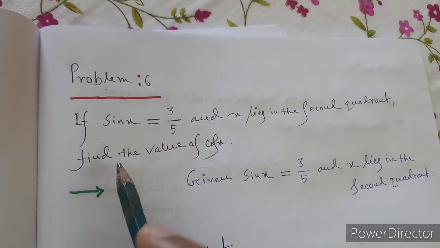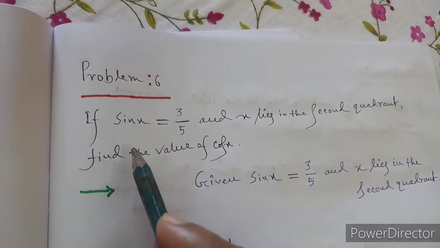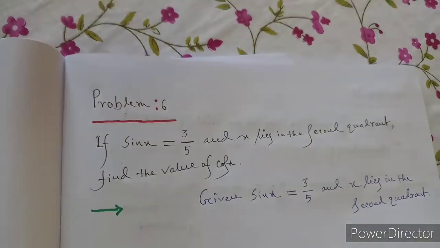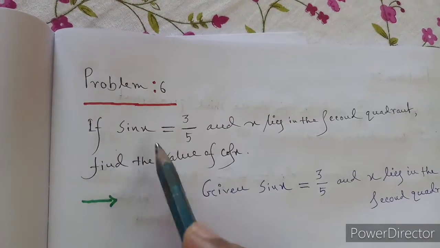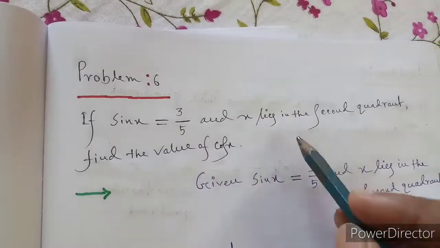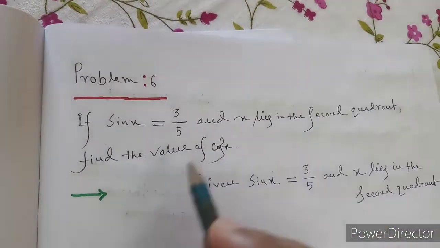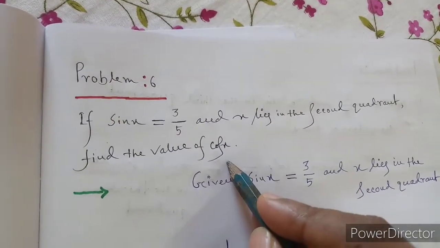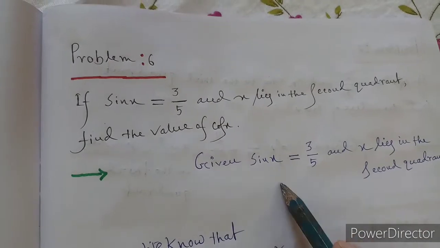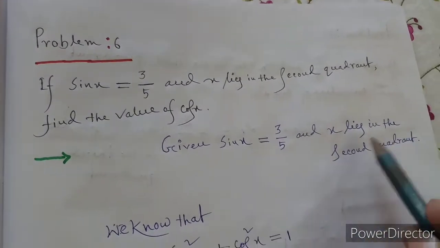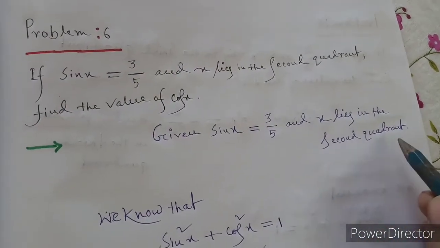Today's class is a continuation of the topic signs of trigonometric functions. This is problem number 6. If sin x equal to 3 by 5 and x lies in the second quadrant, find the value of cos x. How to solve it? Given sin x equal to 3 by 5 and x lies in the second quadrant.